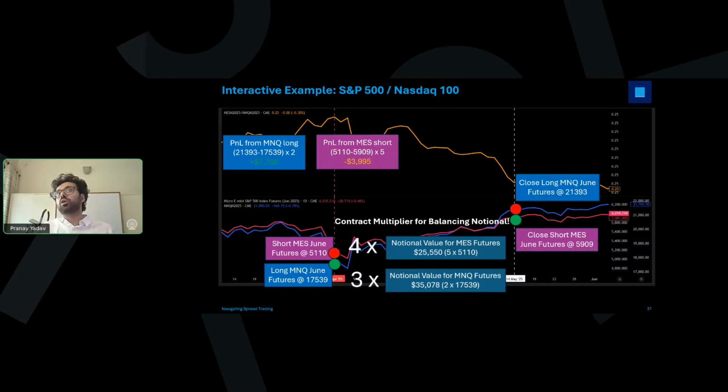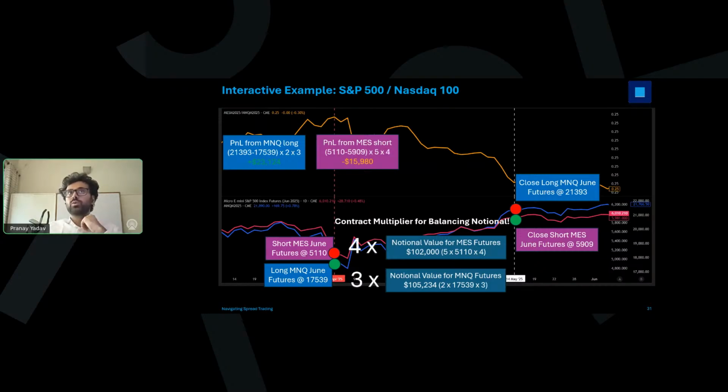What we need to do, of course, is balance that out, right? We need to balance that out by balancing the notional on both legs, which means the notional value for MES futures will need to be multiplied by 4. The P&L for the MES short would also have to be multiplied by 4. The notional value for MNQ futures would have to be multiplied by 3. And of course, the P&L for MNQ long would also have to be multiplied by 3, right? Let's see what happens when we do that.